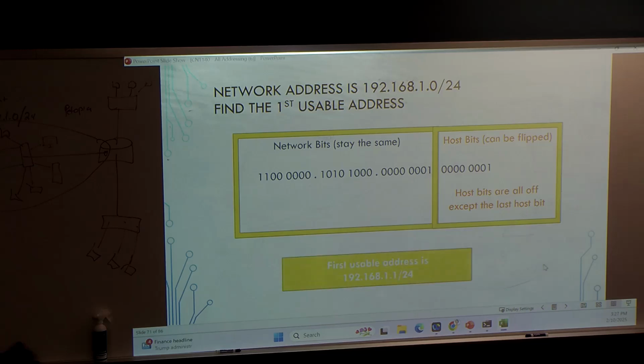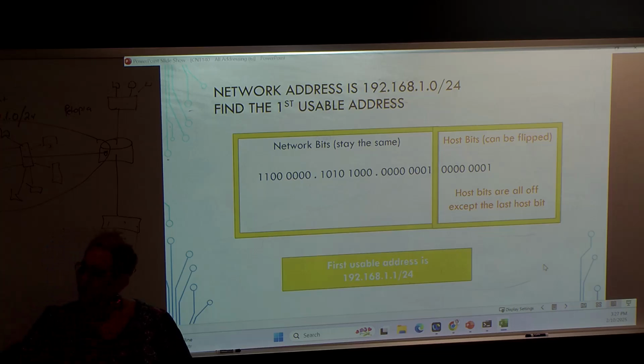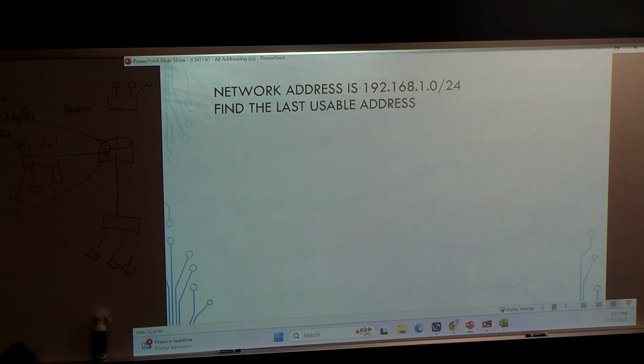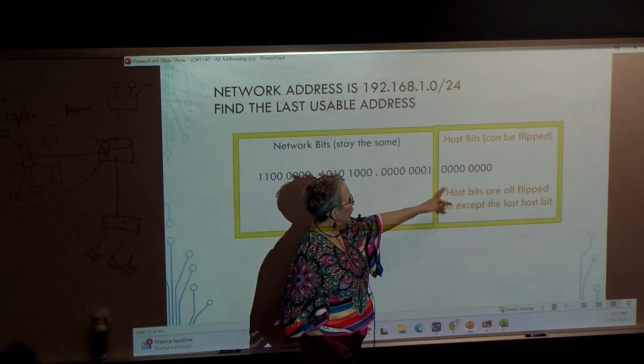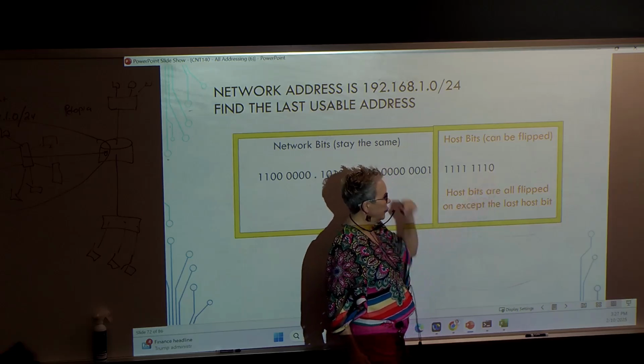So this was our first usable. Now what was the definition of the last usable? All host bits on except the last one, okay? So we're going to come back here. We're going to start with our network address. Here's our network. Here's our hosts. We're going to flip these all on except the last one.